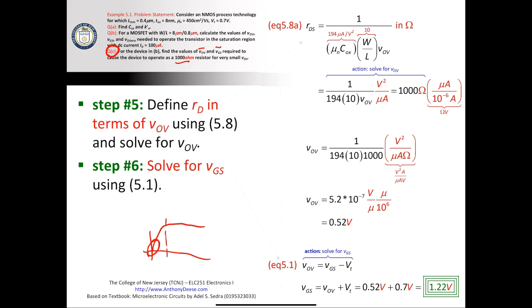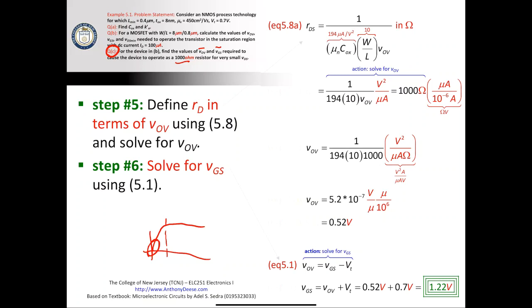This is a good little exercise to do whenever you're dealing with problems in this chapter: to imagine where you are on the VI curve. Because once you can figure that out, then it's just a matter of pulling the right equation and using some algebra.